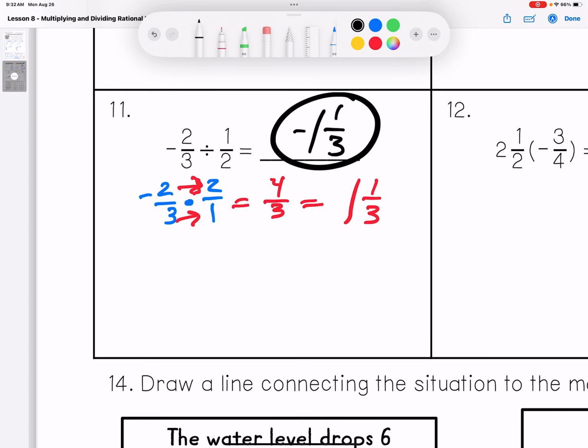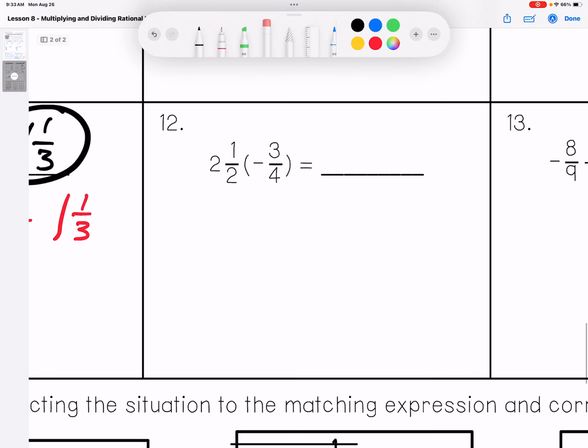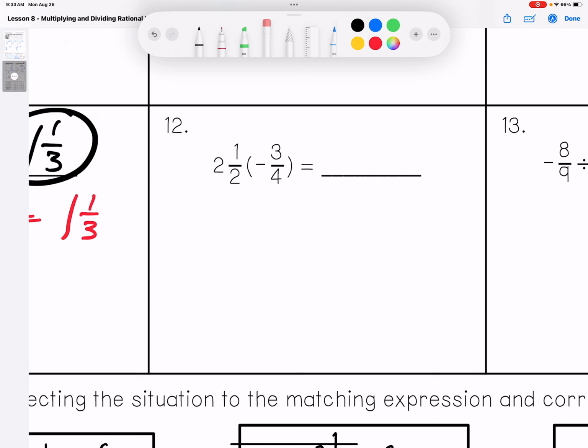Because there is 1 negative right there and 1 positive, and that makes a negative answer when we are multiplying or dividing. All right, number 12. The answer is going to be negative. How do I know that already? Because 1 is negative. So I'm going to go ahead and put the negative sign.